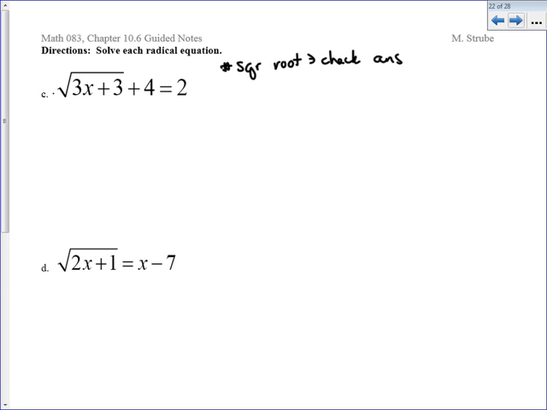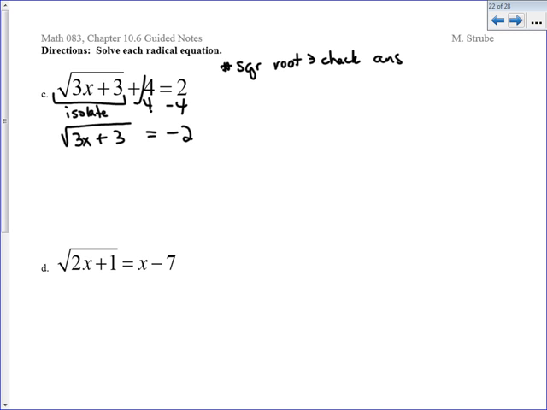So first thing we've got to do is get the radical by itself. Because again, we're not squaring terms, so we're squaring entire sides of the equation. So that plus 4 is going to throw that work off. So to move that plus 4, we'll simply subtract 4. So I have the square root of 3x plus 3 equals negative 2. So I've got the square root by itself.